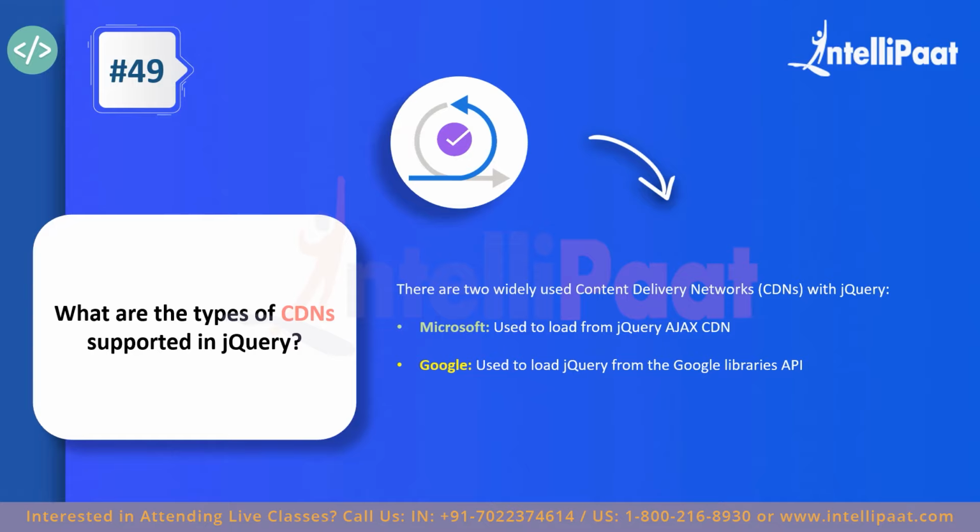But when we talk about Google, we use Google to load the jQuery from the native APIs, what we call the Google Libraries APIs that are already present, and work with them at the same time as well. So there are two widely used CDNs with jQuery. They are Google and they are Microsoft. One talks about Ajax CDN when we talk about Microsoft, and when we talk about Google, we'll be loading the jQuery from the Google Libraries API.